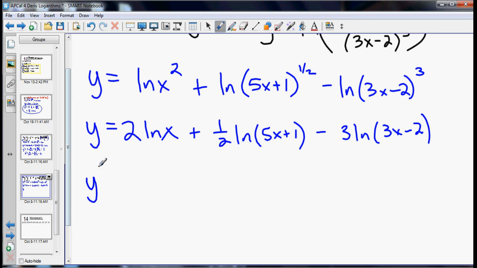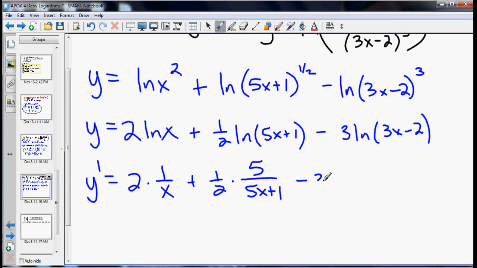So now we are ready for the derivative. We do 2 times 1 over x plus 1/2 times 5 over 5x plus 1. Just for each of these, I'm doing the derivative of the inside over the inside. 3 times the derivative of the inside over the inside, and I have my answer.